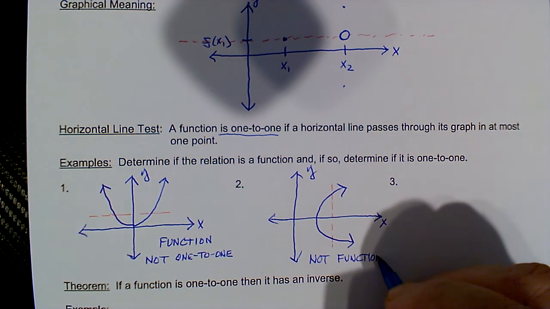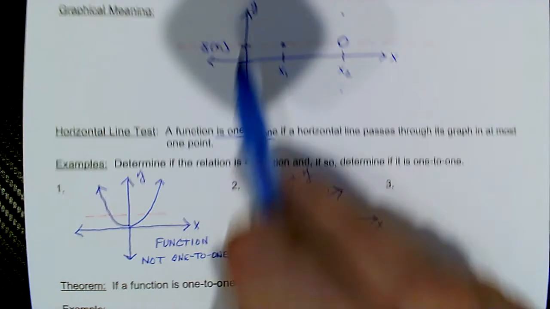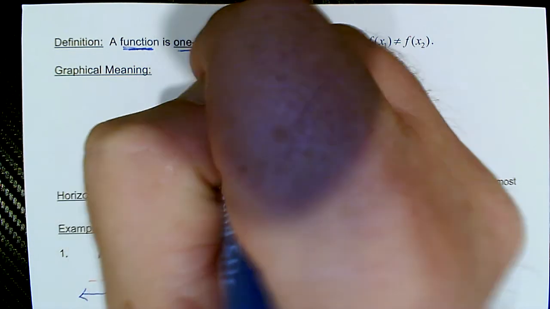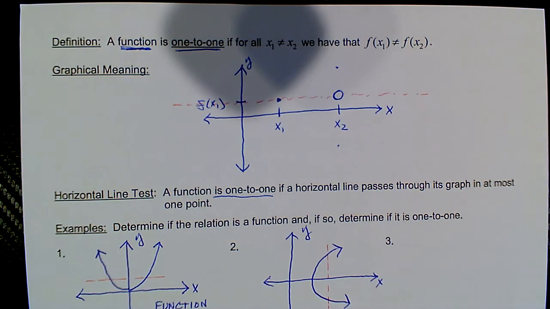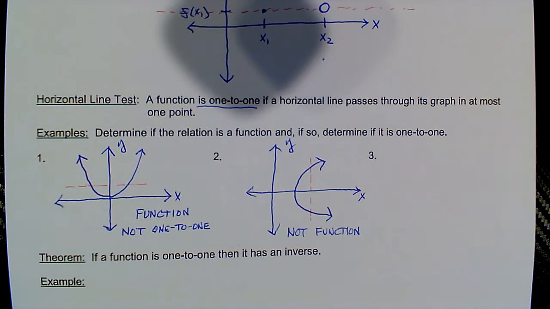So, by definition, if it's not a function, it has no chance to be 1 to 1, because if you look back up here, by definition, it says a function is 1 to 1. So it has to be a function first in order to even have a chance of being 1 to 1. So since that's not a function, we don't even need to talk about the notion of it being 1 to 1.